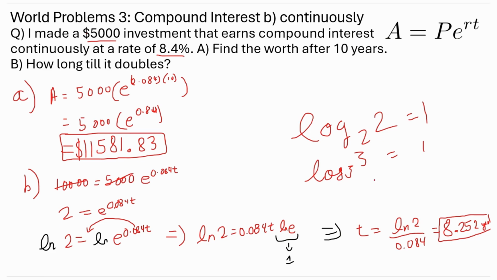Because it's saying 2 to the power of what is 2? Well, 2 to the power of 1 is 2. 3 to the power of what is 3? 3 to the power of 1 is 3. Just like that, ln e is just log base e of e, which is just 1. So ln e becomes 1. And we get t equals, when you isolate t by dividing by 0.084, you get this. And yeah, that's it for exponents and logs.